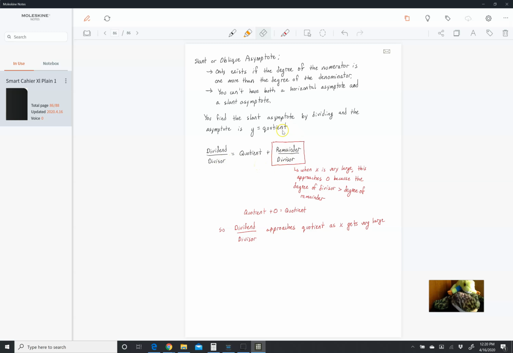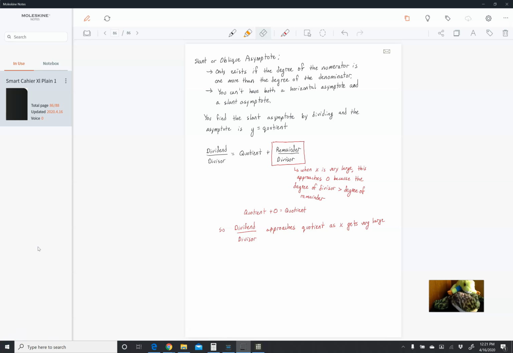We never reach the quotient because this is never 0. It can't be 0 if the degree of the numerator is greater than the degree of the divisor, right? Then you're always going to have a remainder. It's never going to not be a remainder. Sorry, let me be clear. There might be a case where the remainder is 0, but even then, it's still y equals the quotient.